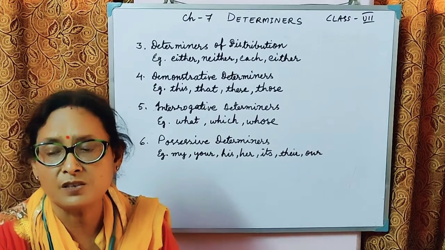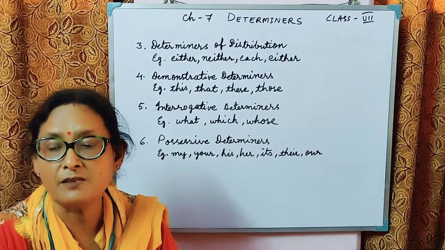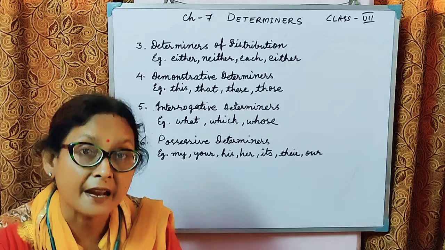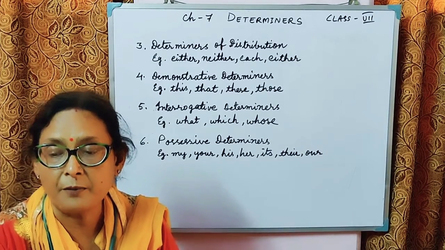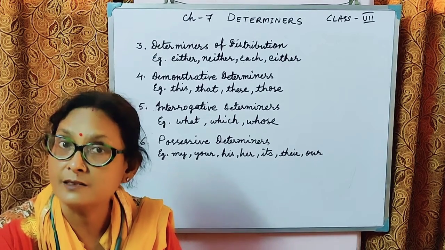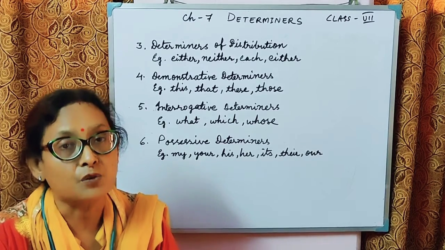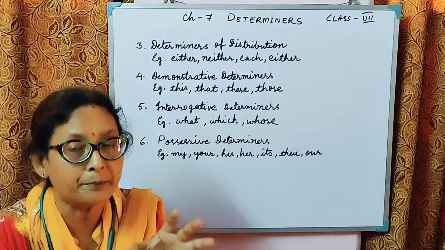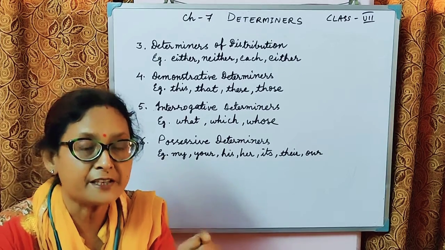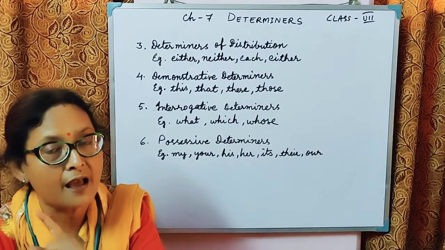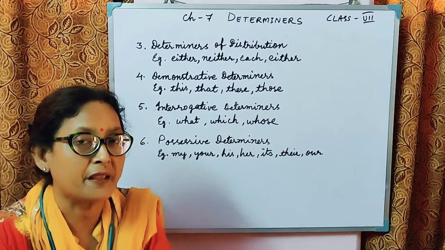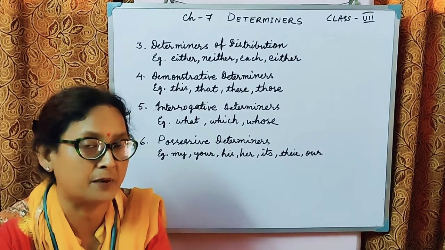So each is used when members of a set are considered individually. The verb used is singular. So when I say each person got his share, I mean out of the 10 people present there, each and every one person has got his share. So it means individual persons.